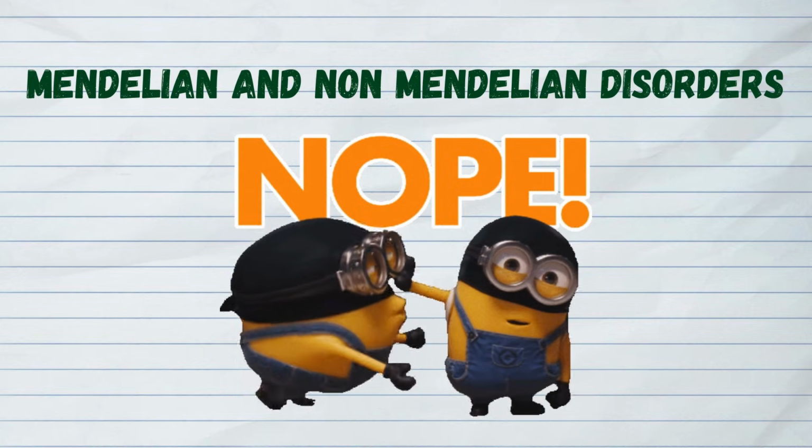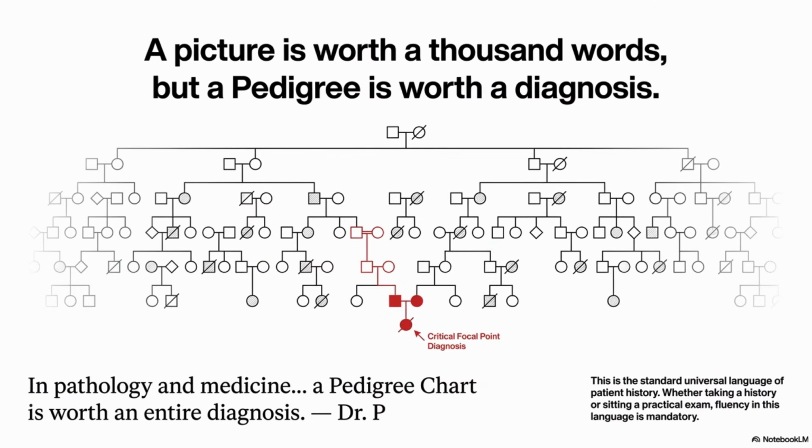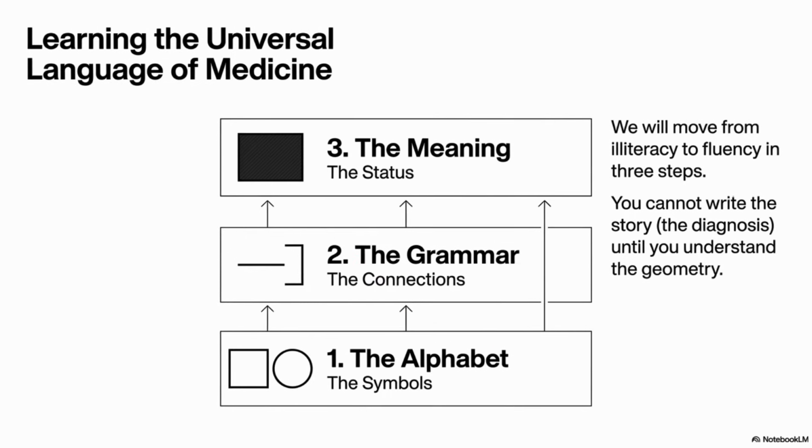Before we move on any further, let's learn how to draw a pedigree chart. In pathology and medicine, a picture is worth 1,000 words. But a pedigree chart, that's worth an entire diagnosis. Today, let's learn how to draw a perfect pedigree in 3 simple steps.